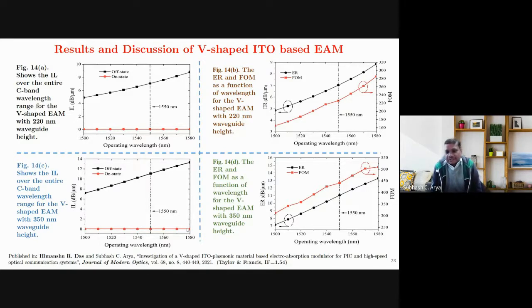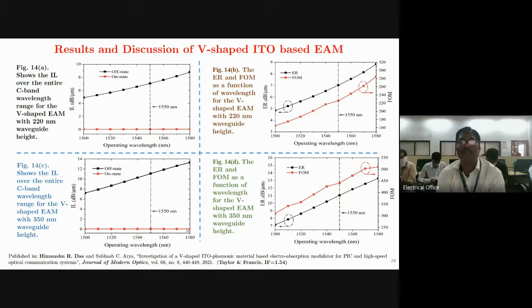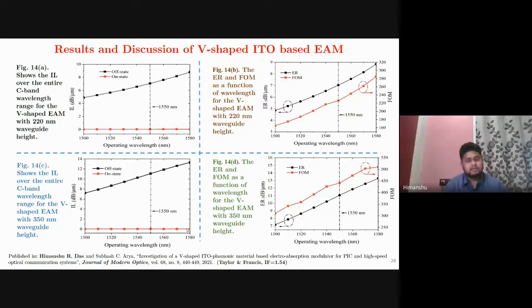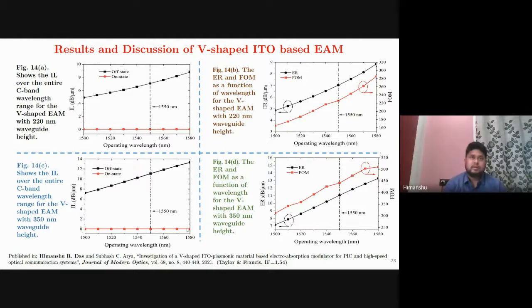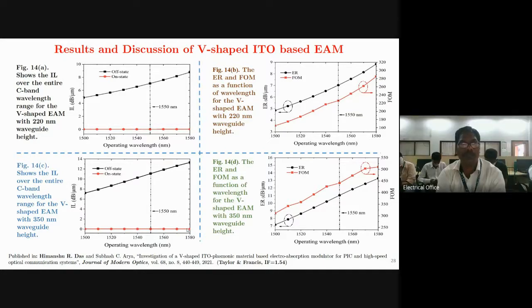Yes, go ahead. On this slide number 28, Himanshu, on one side you are comparing ER in dB per micrometer, and on the other side you are putting FOM. What is the exact relation between these two parameters? Actually, extinction ratio is equal to the insertion loss at off state minus the insertion loss at on state. See, one has a unit, and the other, you said, is unitless. How can we compare? Two separate graphs would have been better.